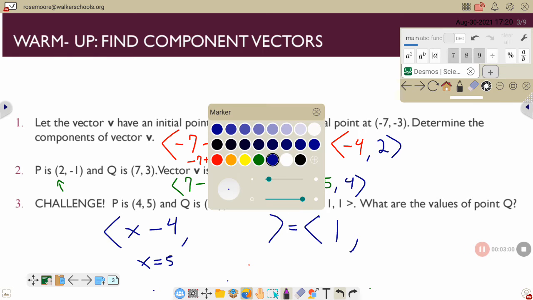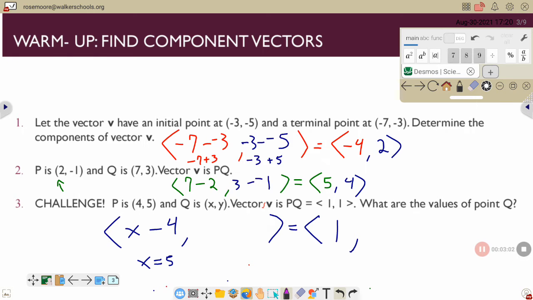And then we do the same thing with our y's by logic. We would have y minus 5. And what minus 5 would give us our other 1? So we would know that y equals 6. So our answer is Q, the point, is (5, 6). Does that make sense? And notice, I know Q is a point, not a vector, because I wrote it with parentheses.